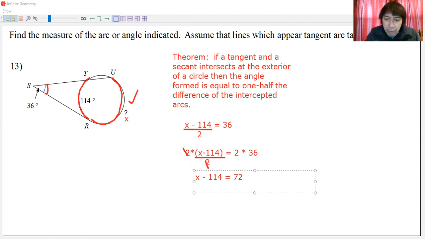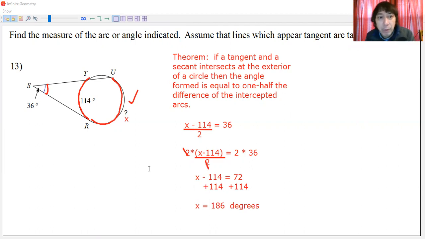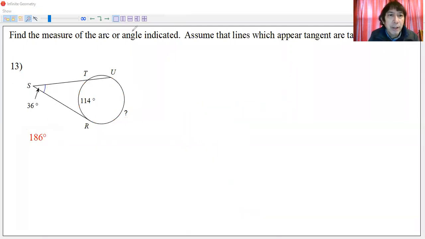So we add 114 on both sides, and we find that x is equal to 186. This is 186 degrees, and this will be our unknown arc with a question mark. Let's find the answer: it's 186 over there, and that'll be for number 13. Let's continue with the next number, 14.